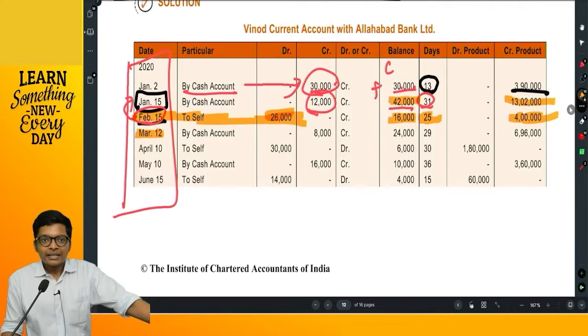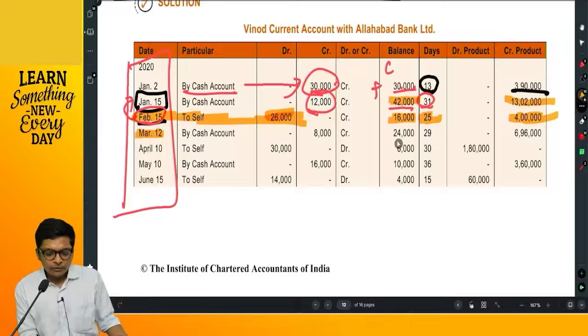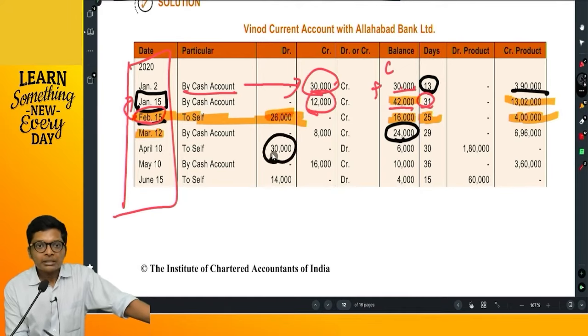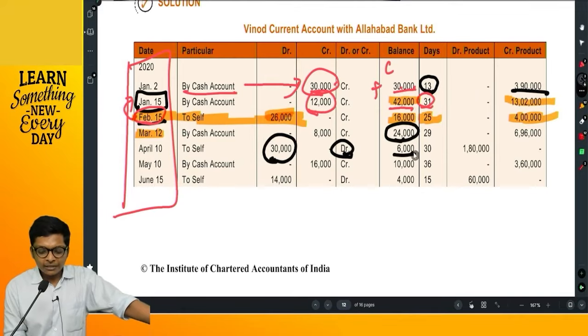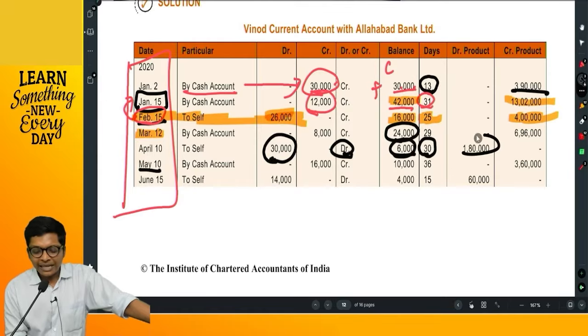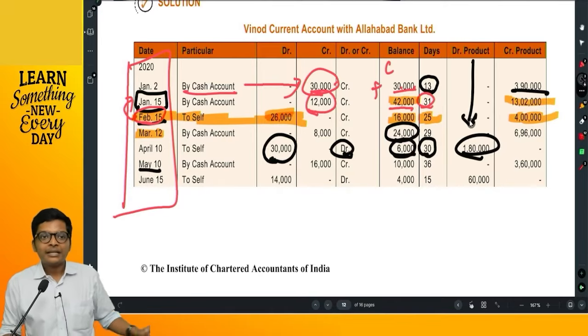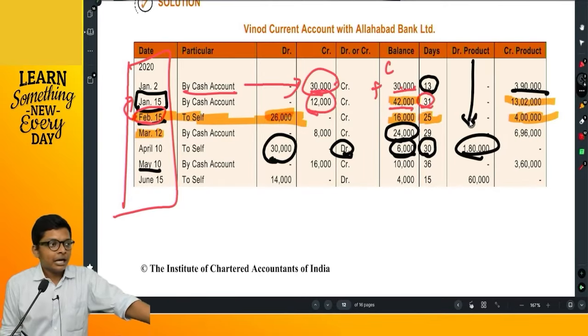Guys, are you following? Look at this day: suddenly one day the available balance is only 24, but I withdrew. That means I took a loan. Overdraft. So a negative balance of 6,000. Negative, I am writing it on the debit side. So 6,000 until the next transaction, which is on 10th of May, how many days? 30 days into 6,000, 1 lakh 80,000. Are you following, guys? But this will be on which side? Debit, it's overdraft.